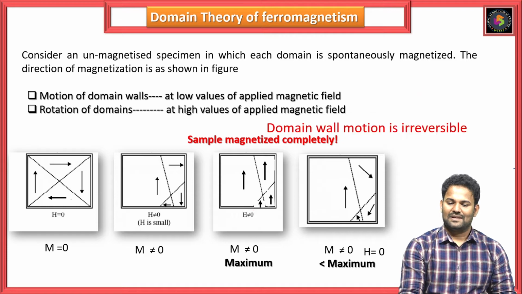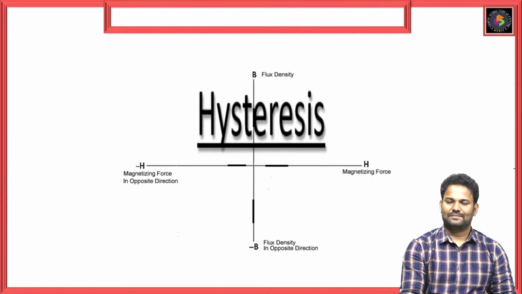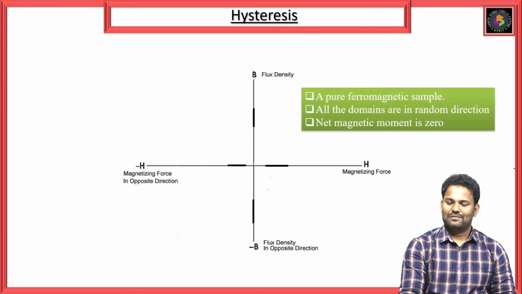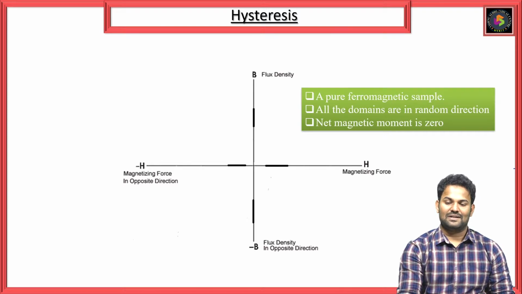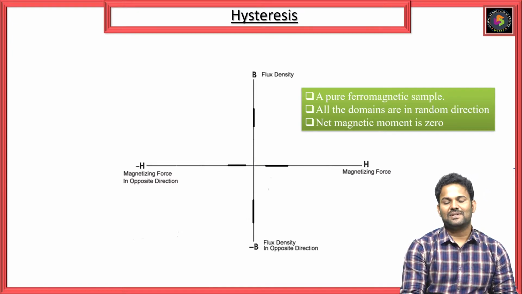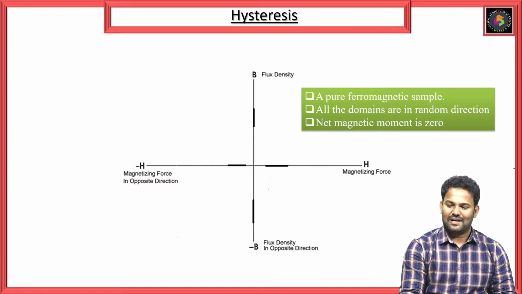Next topic is hysteresis. Hysteresis means lagging behind, some lag behind. A lag behind of some magnetization value is nothing but the hysteresis loop. So we take a pure ferromagnetic sample. All the domains are random in direction, which means there is no magnetic moment. The spin alignment is in random directions, so the net magnetic moment is 0.